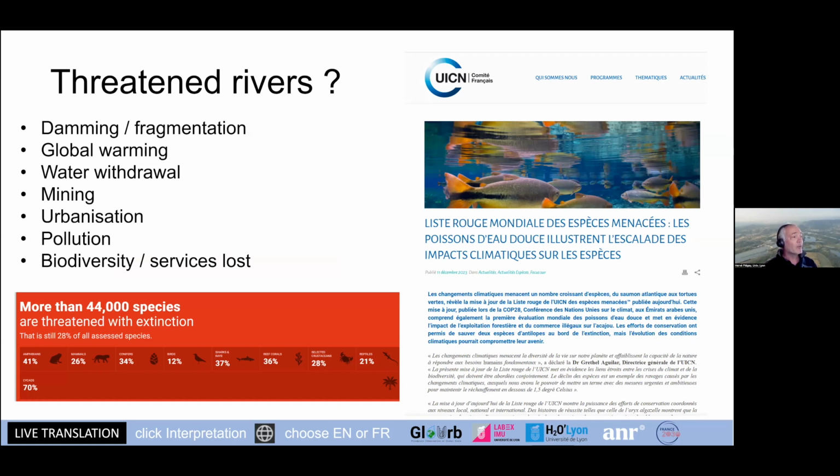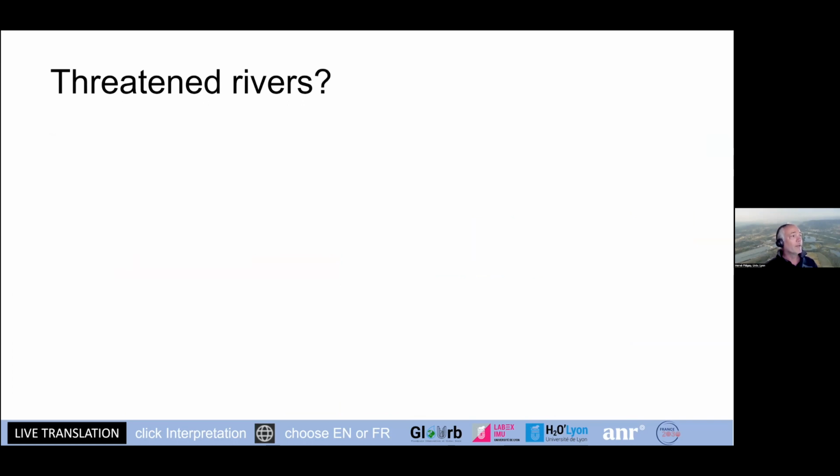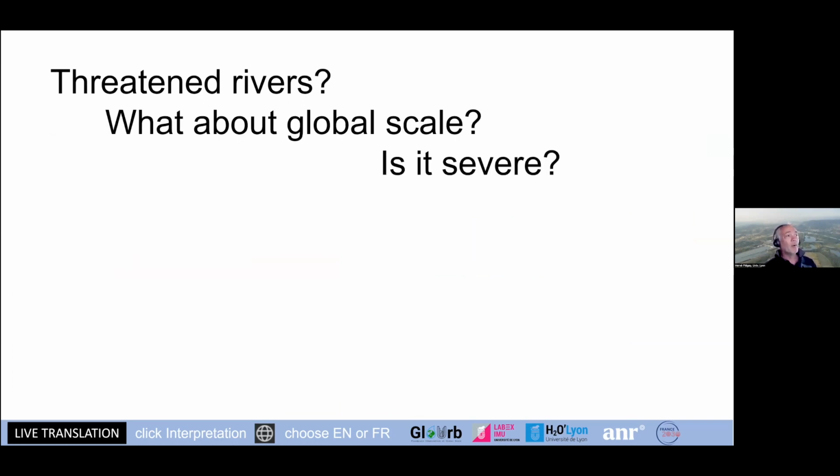Beyond this, all those changes, all those threats have direct impacts on ecosystem services and biodiversity. If we take a look at the very recent work from the IUCN, we can see that they shed light on threats for freshwater fish associated with climate change. So there are threats at the global scale, and it is quite a current topic.